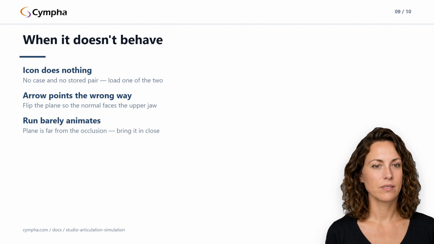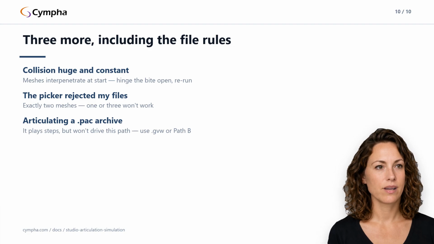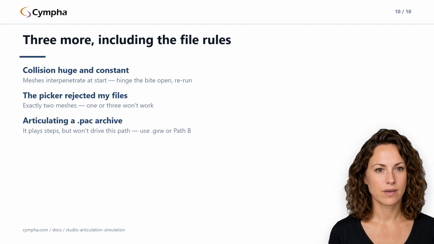Next, the file rules, because this trips up almost everyone once. Simulate Articulation accepts exactly 2 mesh files in the same selection. 1 file is too few and 3 is too many. There's no partial acceptance and no picking the first 2 for you. Reselect precisely the upper and the lower jaw scan.